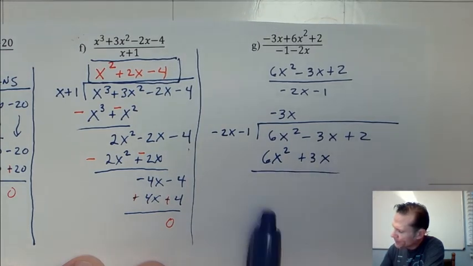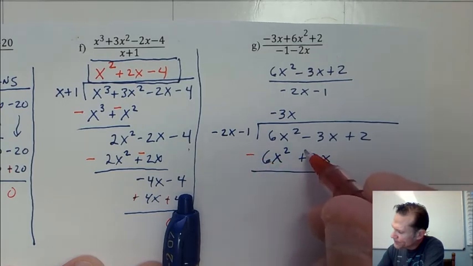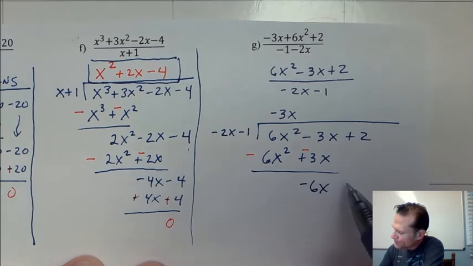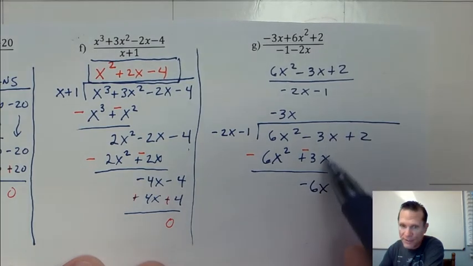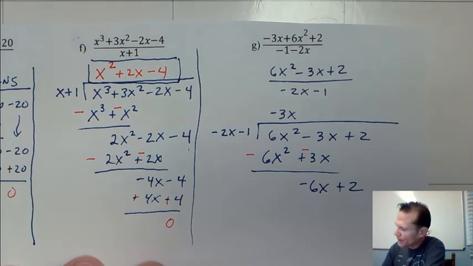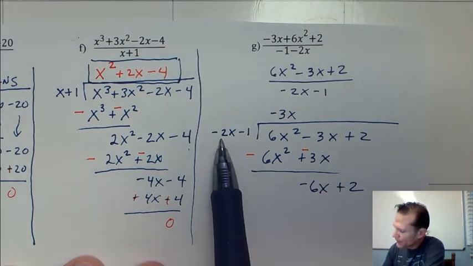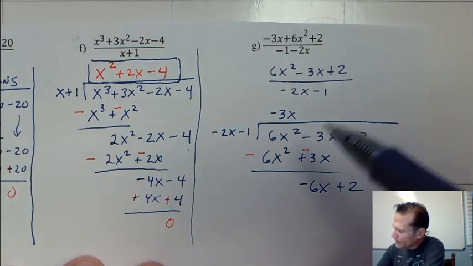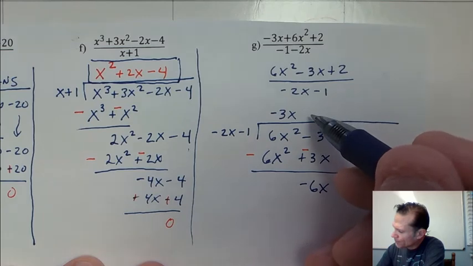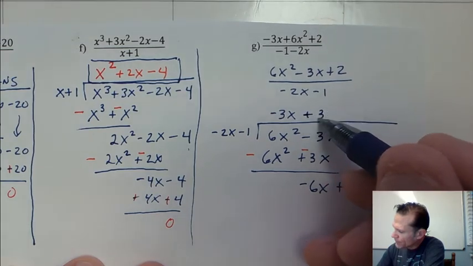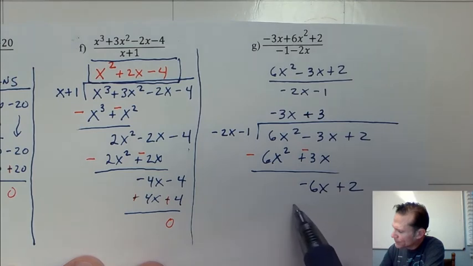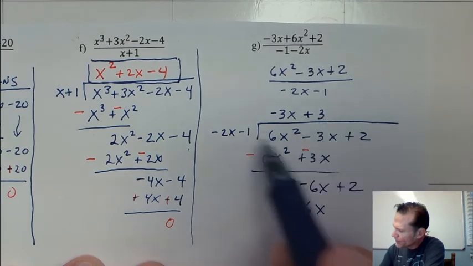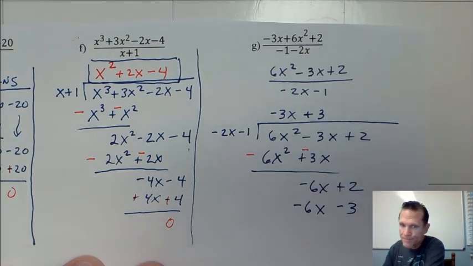I'll draw my line, change the signs. What I get is negative 6x here plus 2. You want to be careful with this column. And then I'm going to think, okay, what times negative 2 gives me negative 6? Let's see, that is a positive 3. 3 times negative 2 is negative 6x, and then 3 times negative 1 is negative 3.